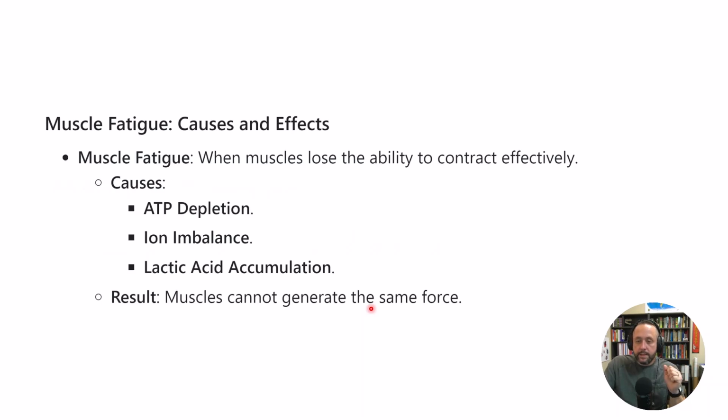Yeah, that says it. So, along with lactic acid accumulation, what causes muscle fatigue? Depletion of ATP and the ion imbalance: the calcium, the sodium, the potassium. Those things have to get put back in place, and when there's too much work going on, they don't have time to do that.